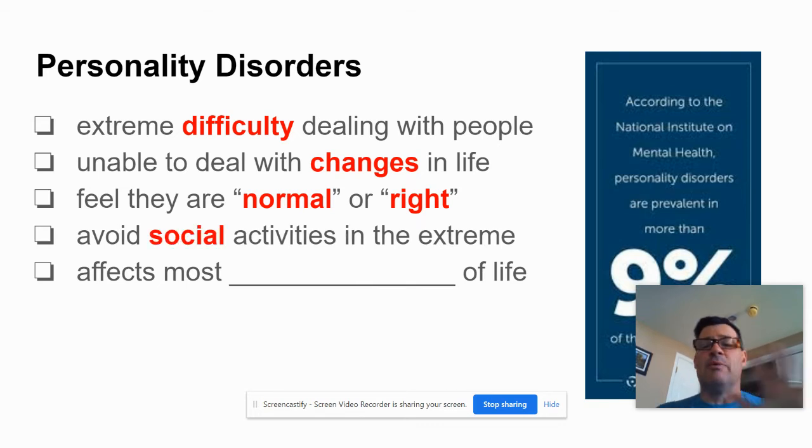Also, they avoid social activities in the extreme. Again, this is a general thing, but generally they avoid social activities because they have trouble dealing with people. I mean, this makes sense, right? So they don't really want to be involved in other activities.